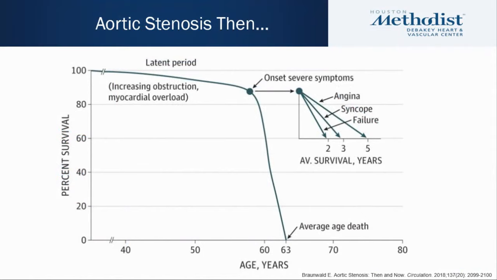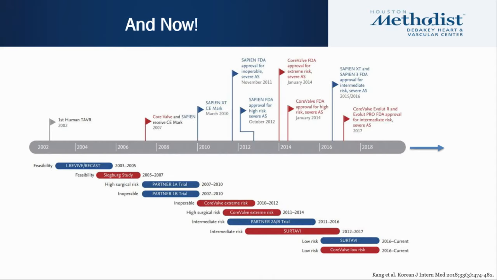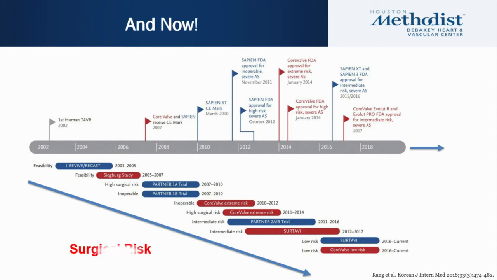You'd wait for the patients to have symptoms, and you'd always have this graph at the back of your mind, showing the decreased survival with each different symptom. Luckily, nowadays, this is what aortic stenosis looks like. It all started in 2002 with the first human TAVR, and over the past several years, with multiple clinical trials, including patients at decreased surgical risk, we're now at a point where TAVR has been shown to be as effective as surgery in the low-risk population.